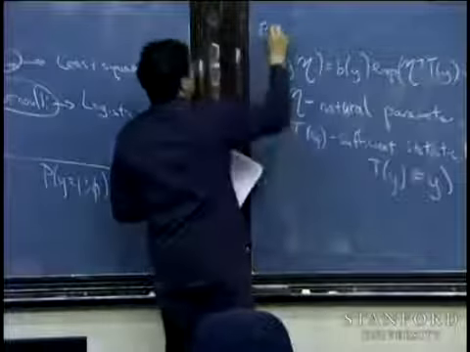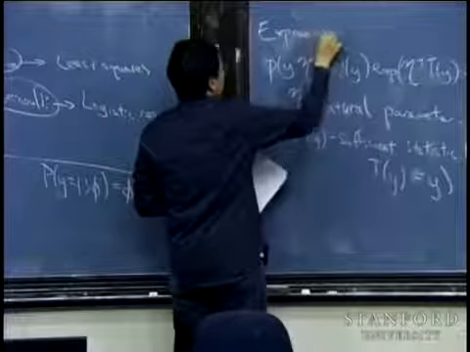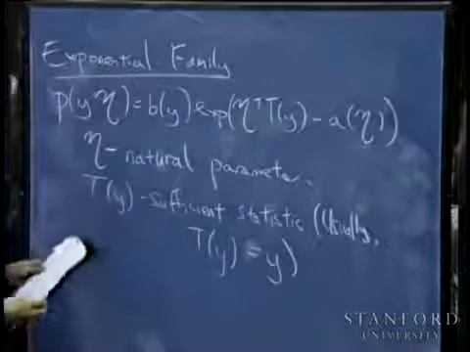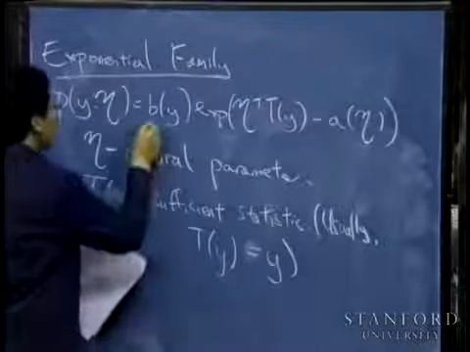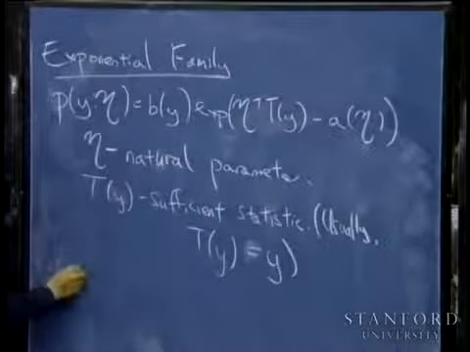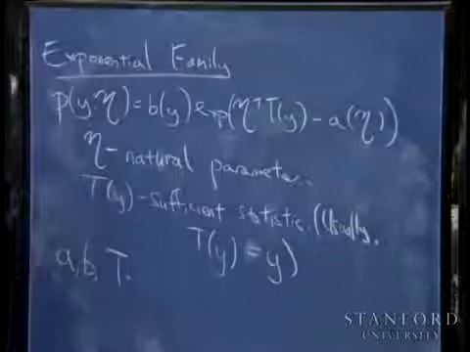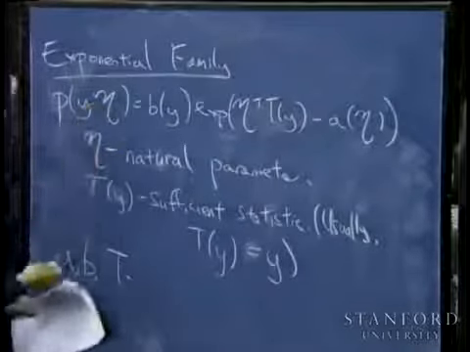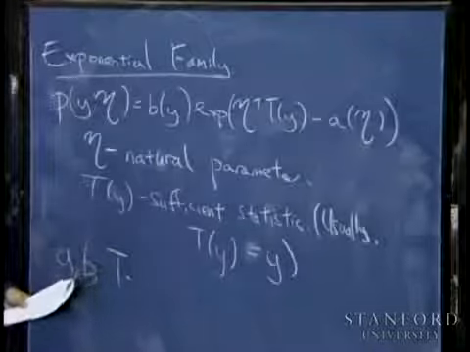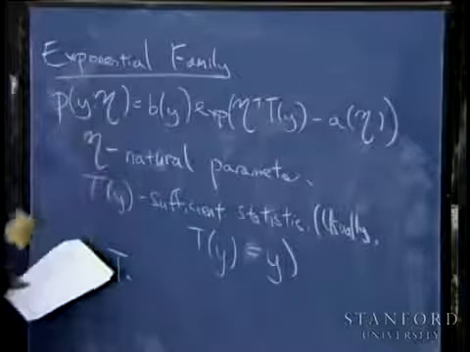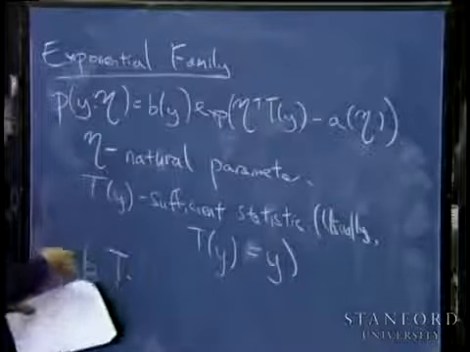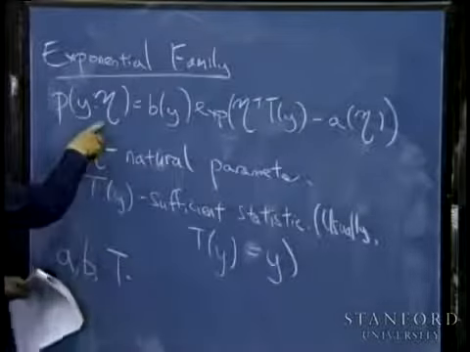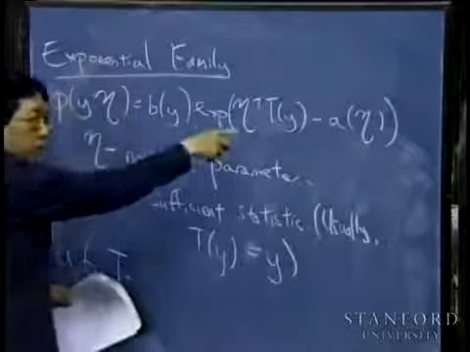And so for a given choice of these functions a, b, and t, let's say I fix the forms of the functions a, b, and t. Then this formula defines a set of distributions, a class of distributions that's now parameterized by eta. Okay, so again, say you write down specific formulas for a, b, and t. Then, as I vary eta, I get different distributions.